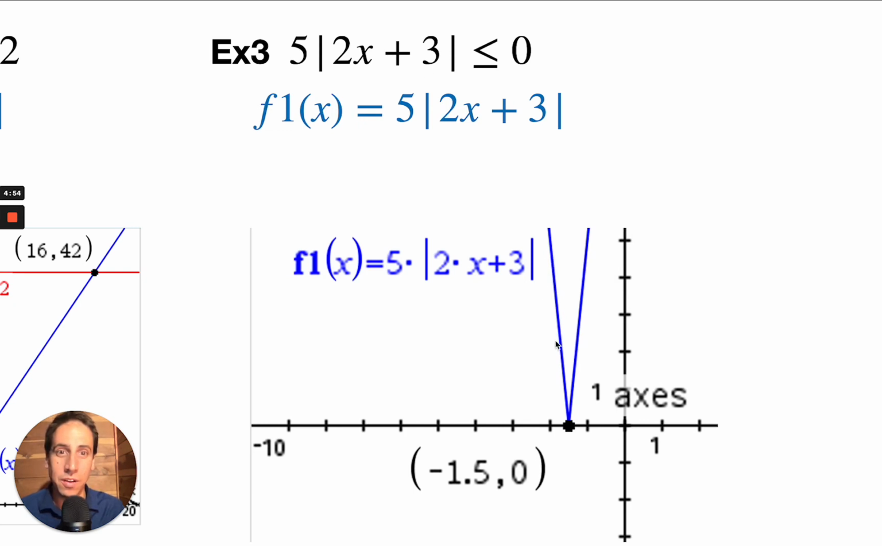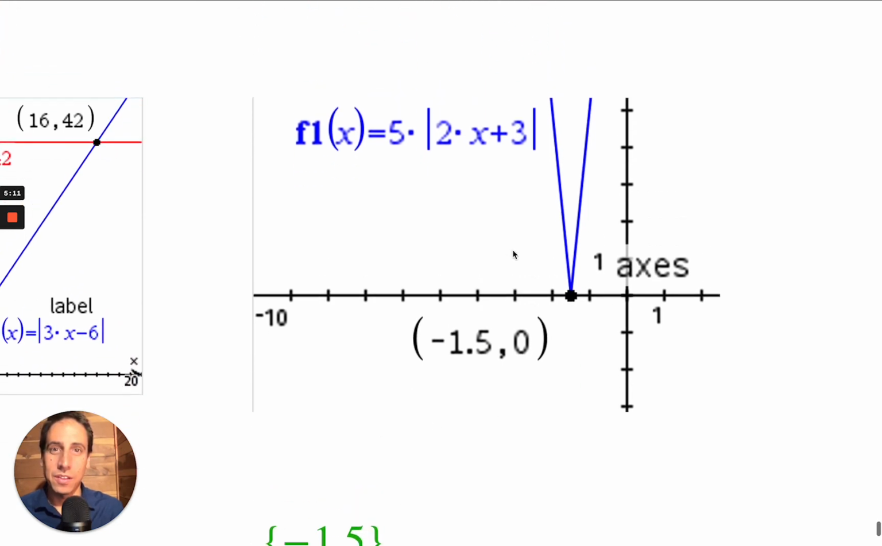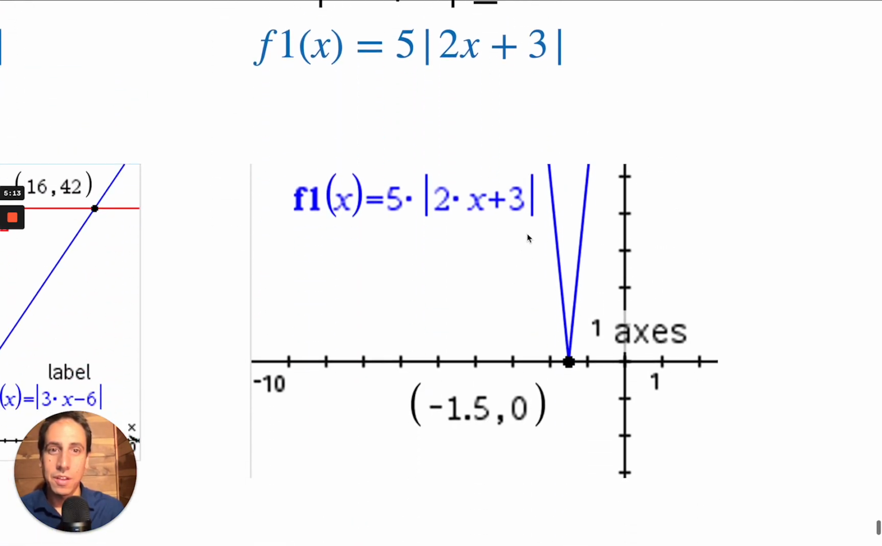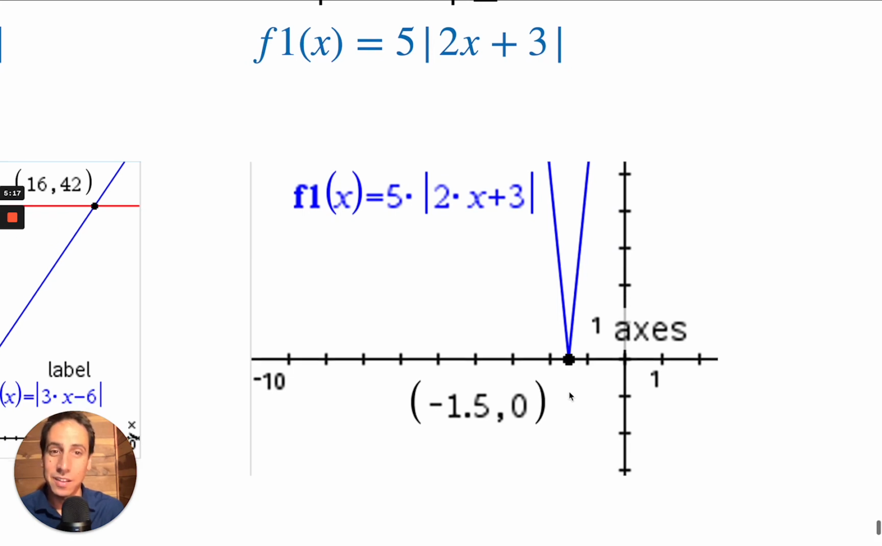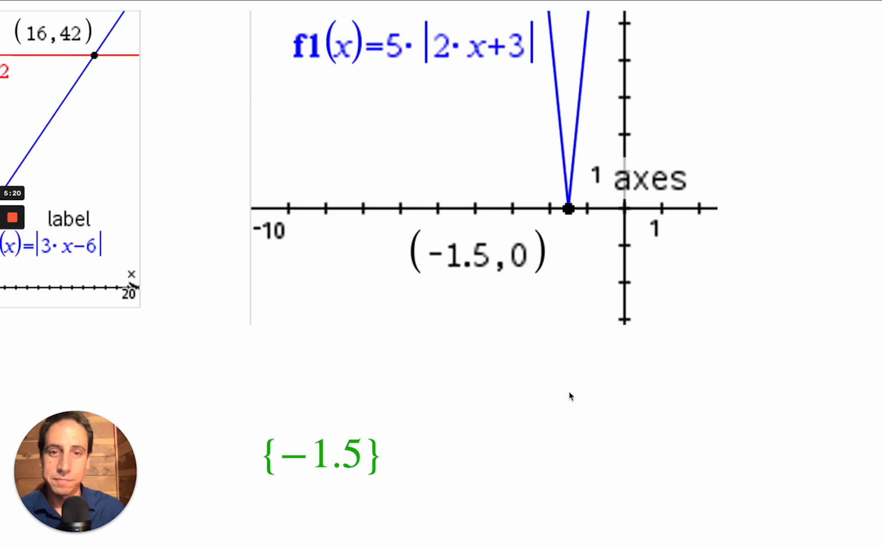And you can see right here, the question is, when is the blue function lower than or equal to the x-axis? Well, it's never lower than. At best, it's only equal to. So there's only one number that satisfies this inequality: the number that makes the blue function just barely touch the x-axis, and then that's it. It's just negative 1.5.